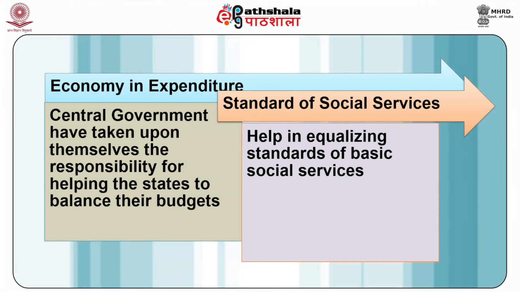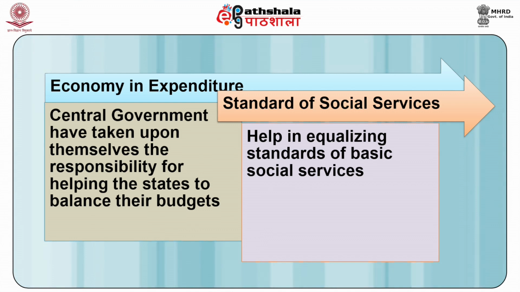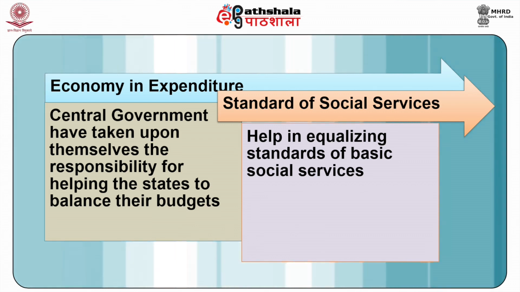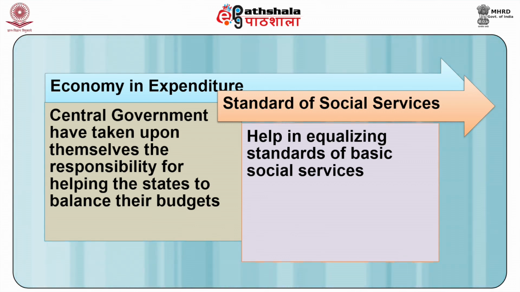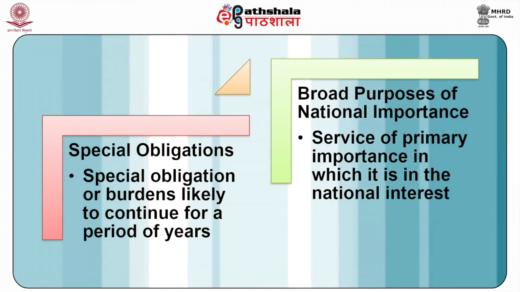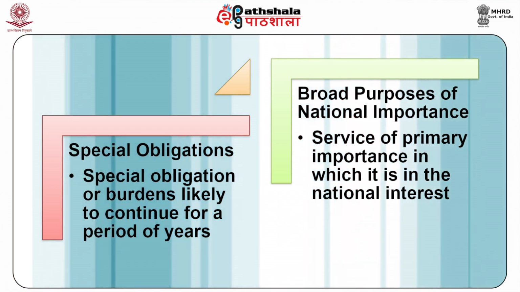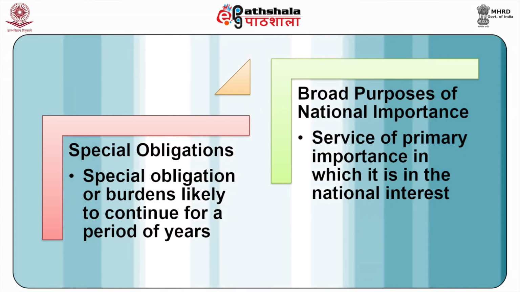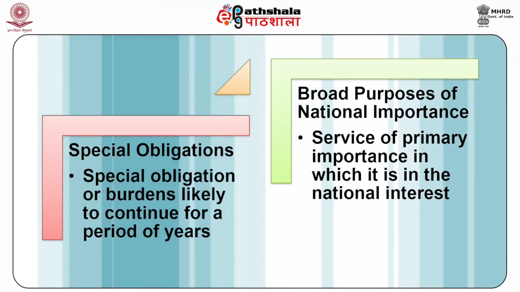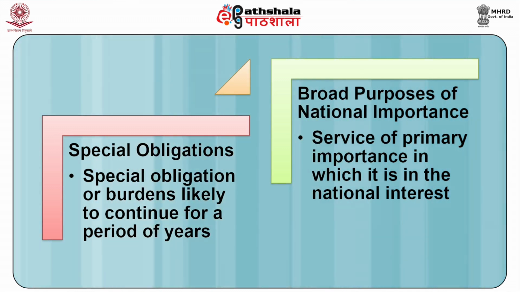Fourth, standard of social services. The Commission observes an important purpose of grants in aid is to help in equalizing standards of basic social services. This is the first mention of equalization in respect of basic social services. Fifth, special obligations. The Commission mentioned that certain states may have special obligations or burdens likely to continue for a period of years, that is, commitments arising out of abnormal conditions. They mention as examples of abnormal conditions strain on the economy and administration and increased responsibility with respect to security.